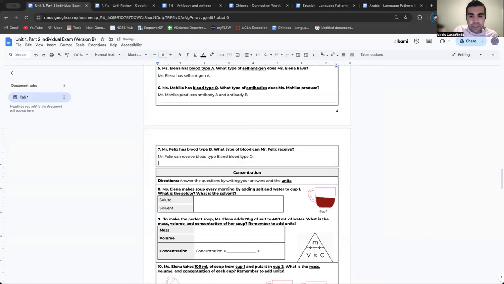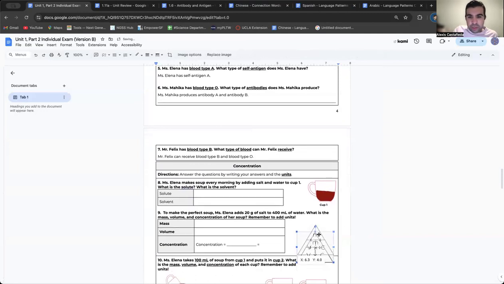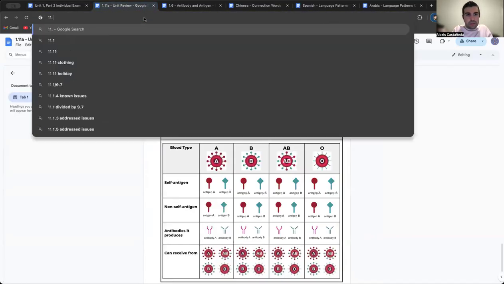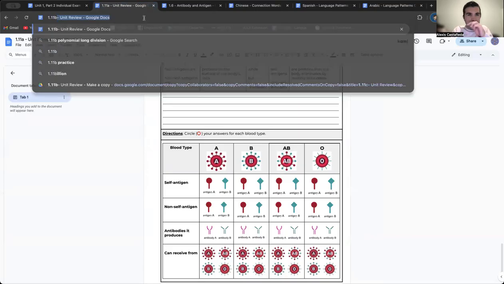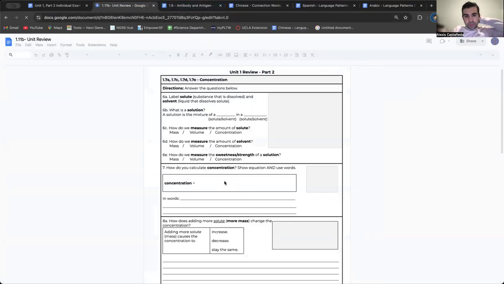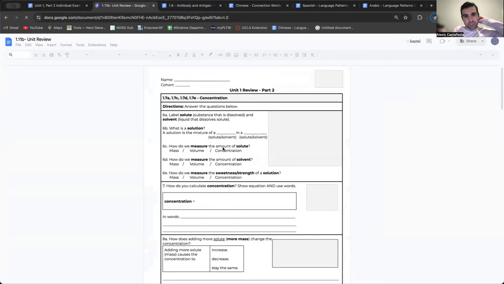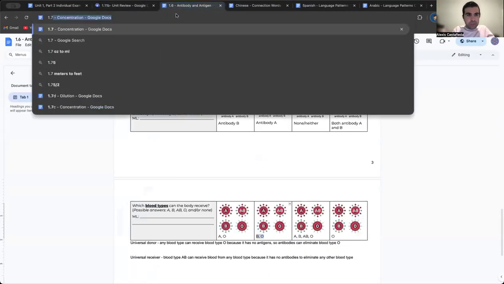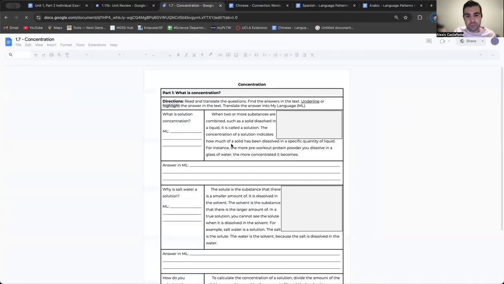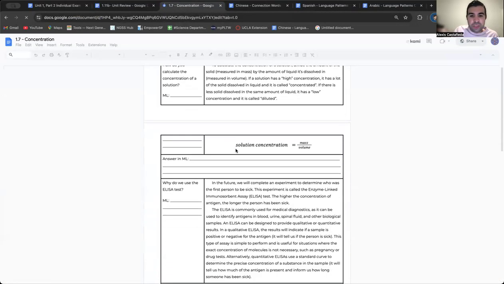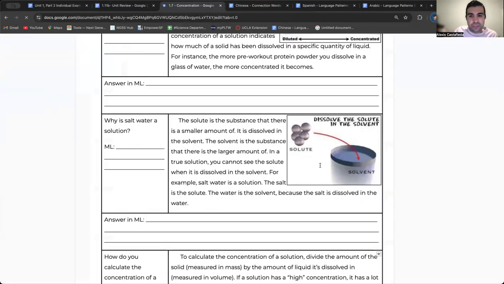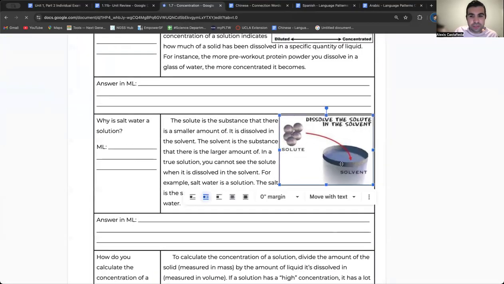Great. All right. Now let's go down here to number 8. So we're looking at concentration. So for concentration, again, now you're going to move on to 1.11b of your unit review. You can also find this information on 1.7 in your notebook on concentration. The way that we calculate concentration is by looking at the solute and the solvent. So the solute is the thing that dissolves. The solvent is the liquid that it dissolves inside of.